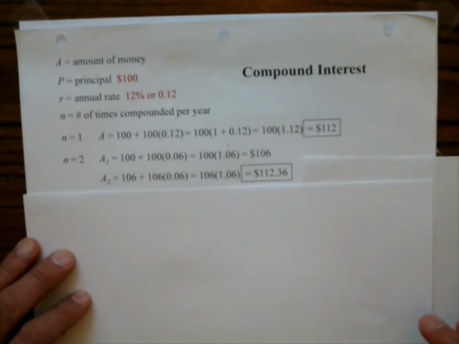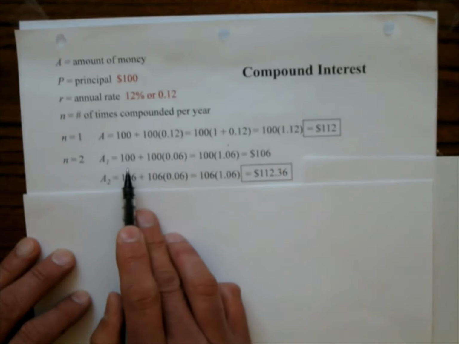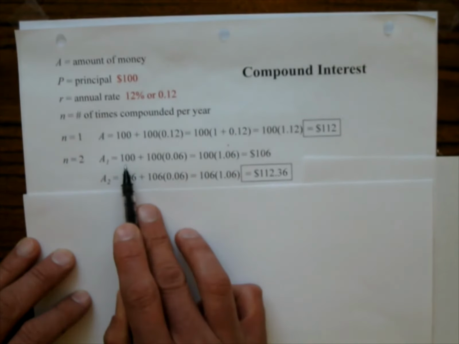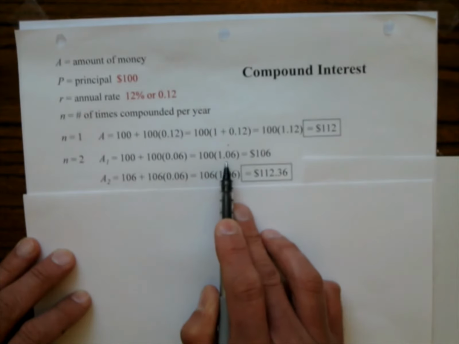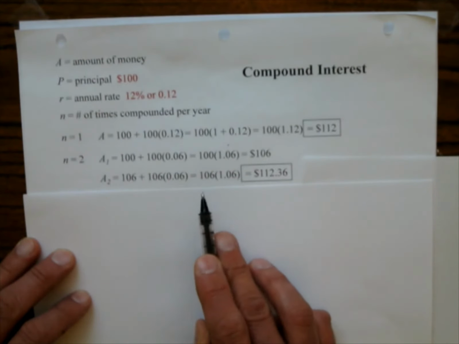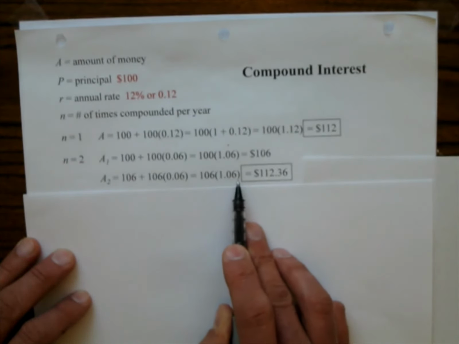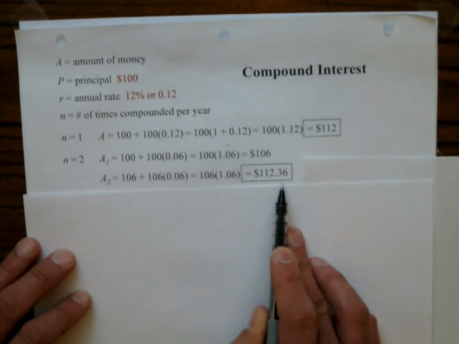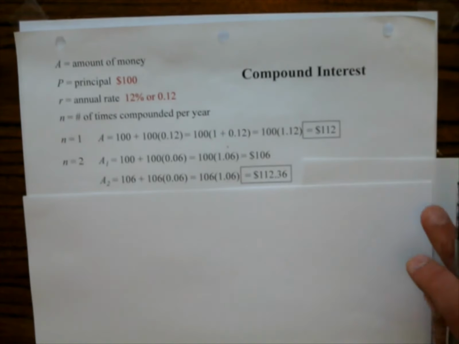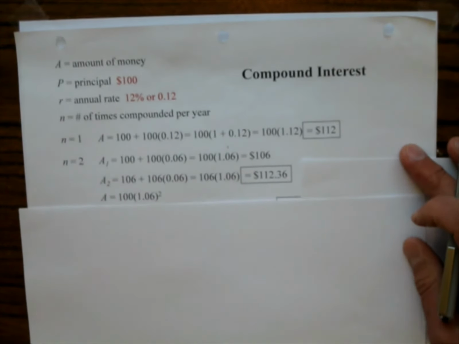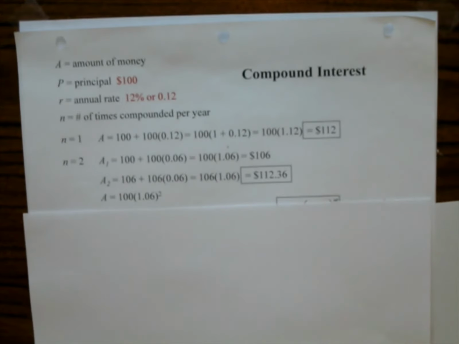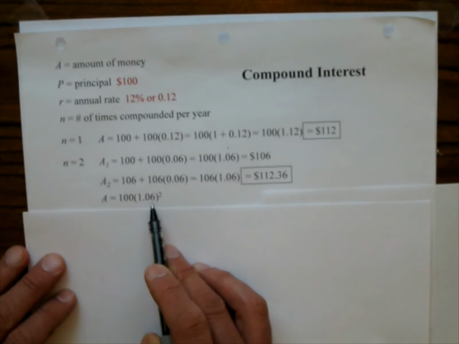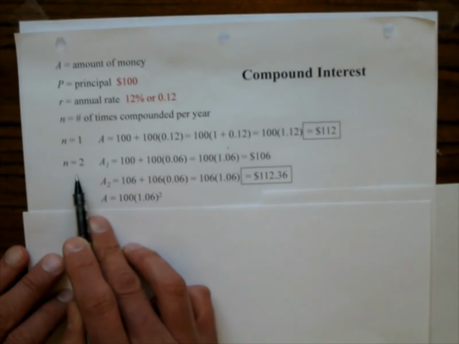So that is how you do that, but notice what happened with my 100. To get this, I multiplied 100 times 1.06, and then I multiplied it again by 1.06. So I went 100 times 1.06 times 1.06, and I ended up getting 112.36. So what does that mean? It means that I could get the amount by going 100 times 1.06 squared to get this.